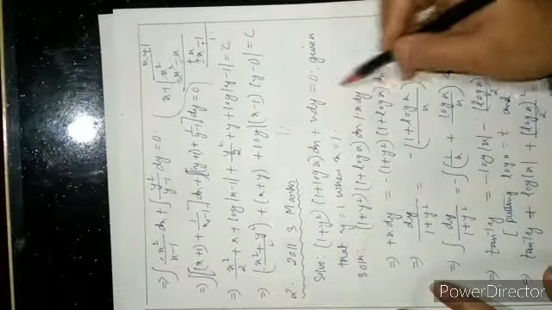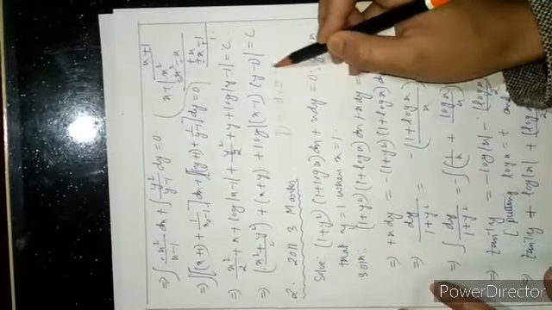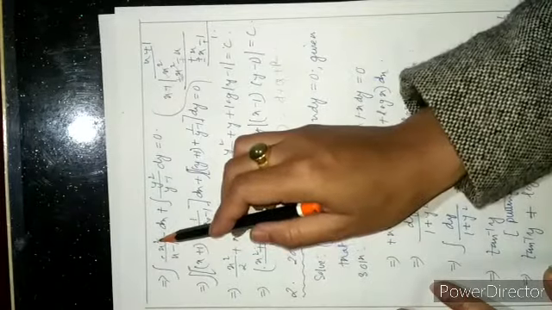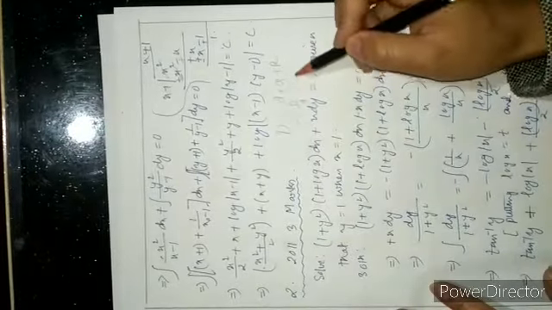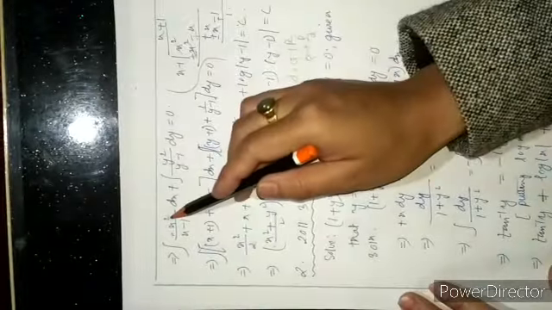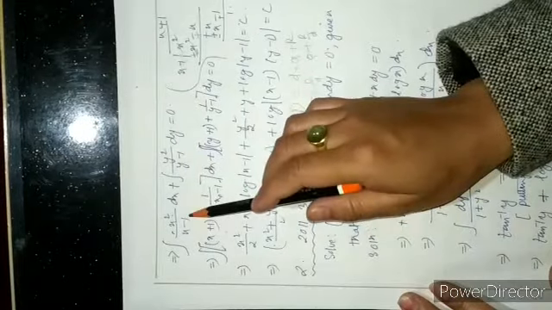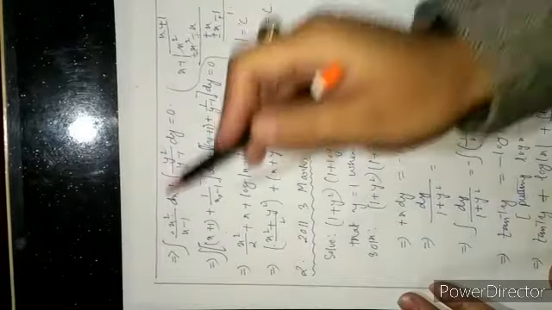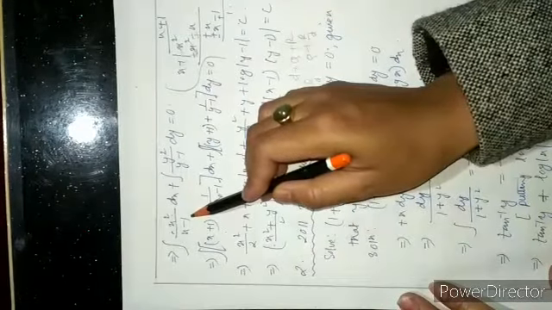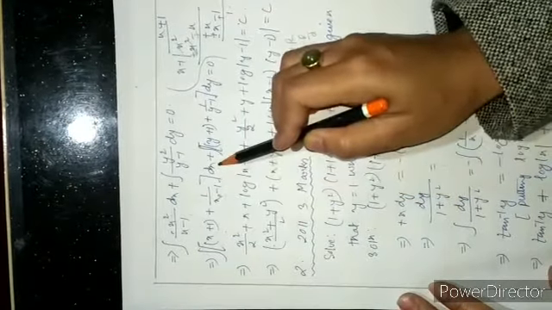From the division algorithm, dividend will be equal to divisor into quotient plus remainder. Dividing both sides by the divisor, dividend over divisor is equal to quotient plus remainder over divisor. When x square is divided by x minus 1, we get x plus 1 as the quotient and 1 as the remainder. And so x square divided by x minus 1 can be expressed as x plus 1 plus 1 divided by x minus 1 dx.